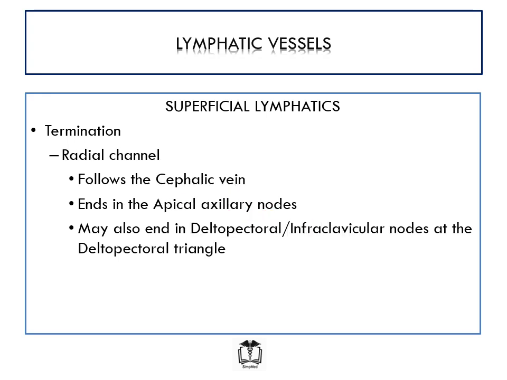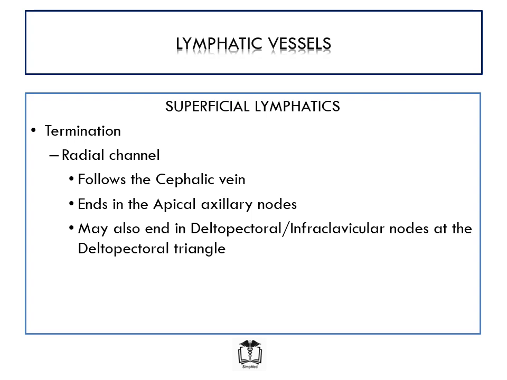For the radial channel of superficial lymphatic vessels, this would follow the superficial vein called the cephalic vein. The cephalic vein is found more laterally as it runs all the way up towards the arm. So the radial channel would also accompany the cephalic vein as it ascends towards the arm. The radial channel, unlike the ulnar channel, tends to end at the apical axillary nodes.